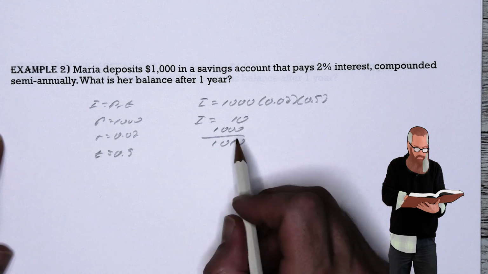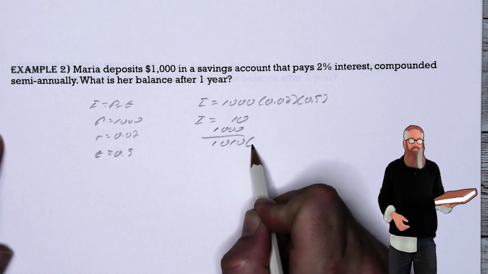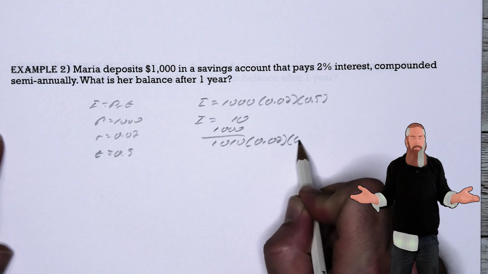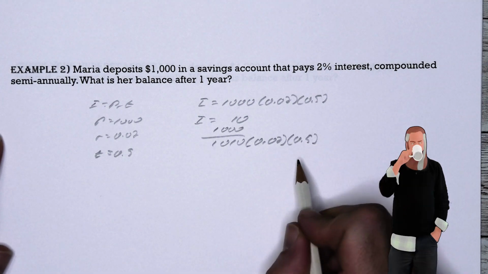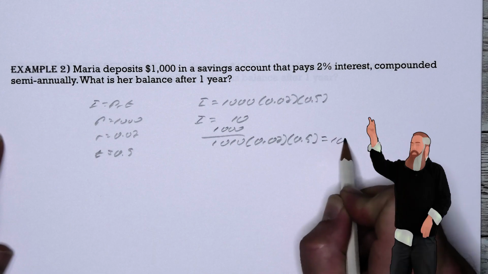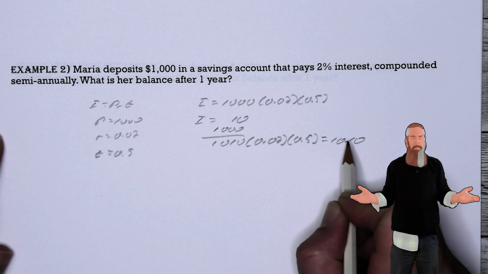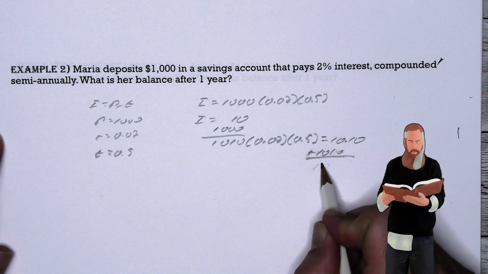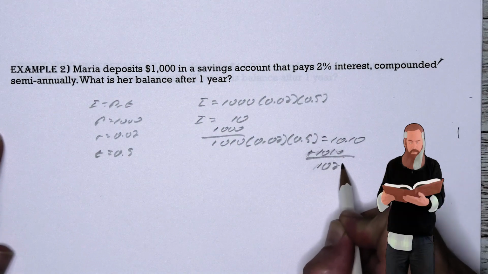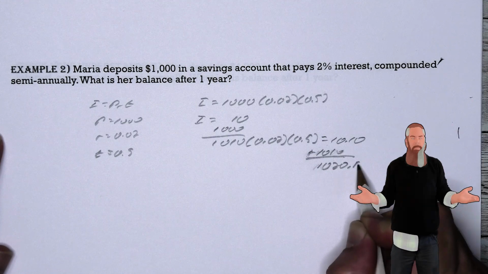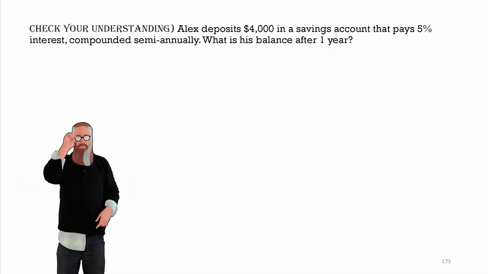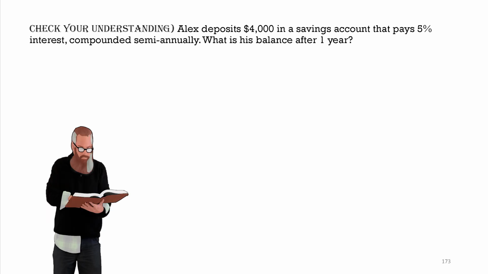Now that was at the end of 6 months, but we have the other 6 months, which means we're going to multiply it by 0.02 times 0.05 again, and we get $10.10 interest on the $1,010. Add to that the $1,010 that she began that 6 months with, and we get $1,020.10.